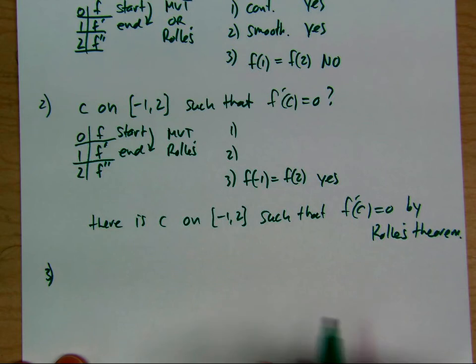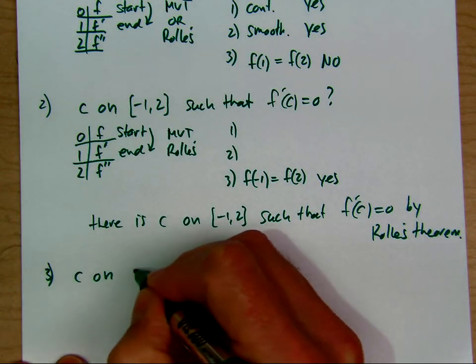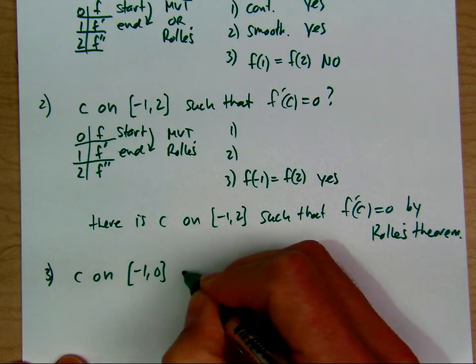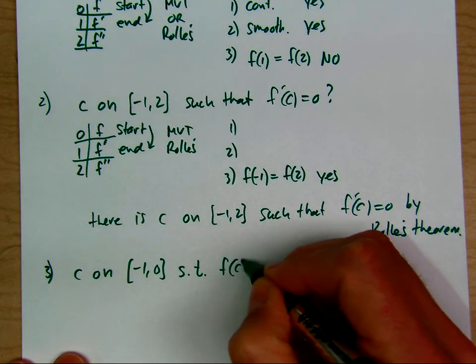Okay, let's do, is there a c on [-1, 0] such that f of c equals 0?